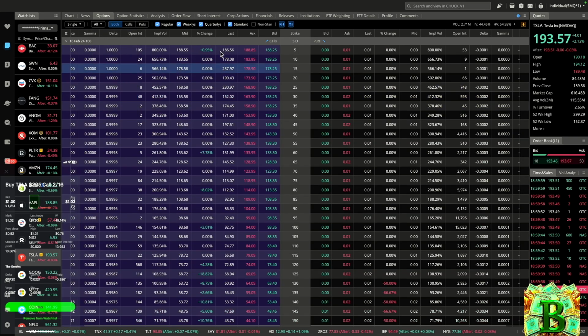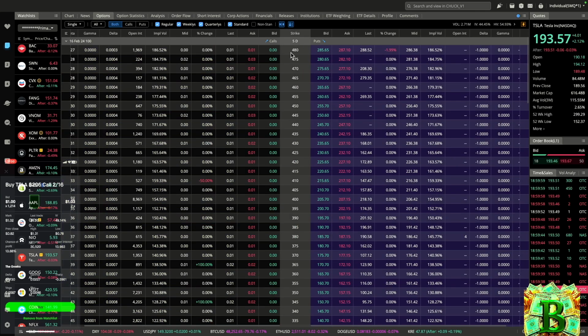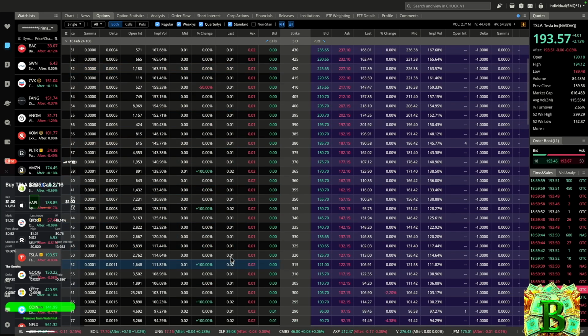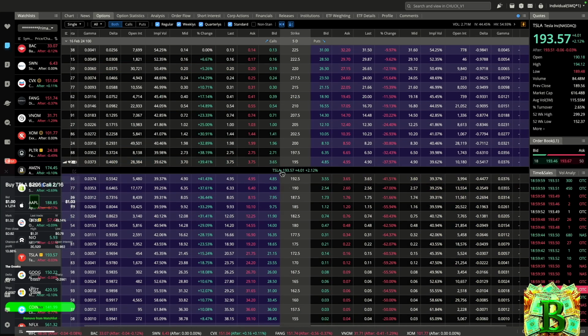Calls are going to be on this side, and they need to go this way, starting from the highest number, and these are all puts. So these puts are all in the money. These are calls way out of the money. Now we're going to go down to actually where the stock's trading.